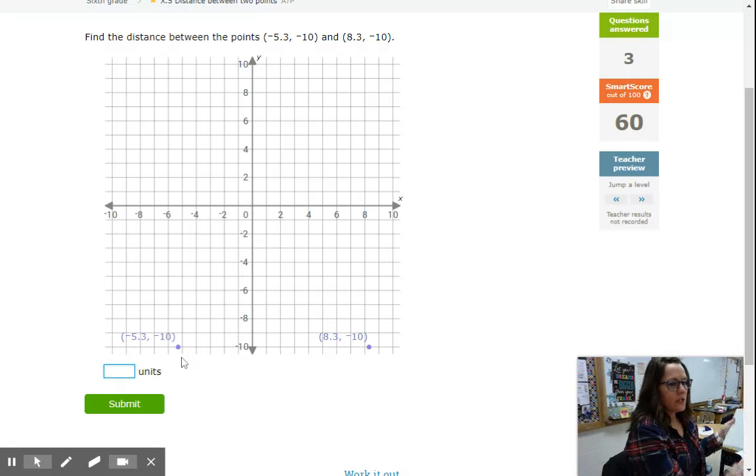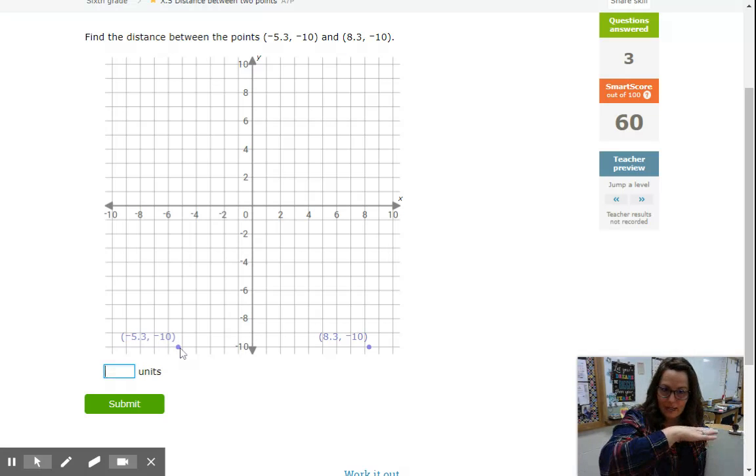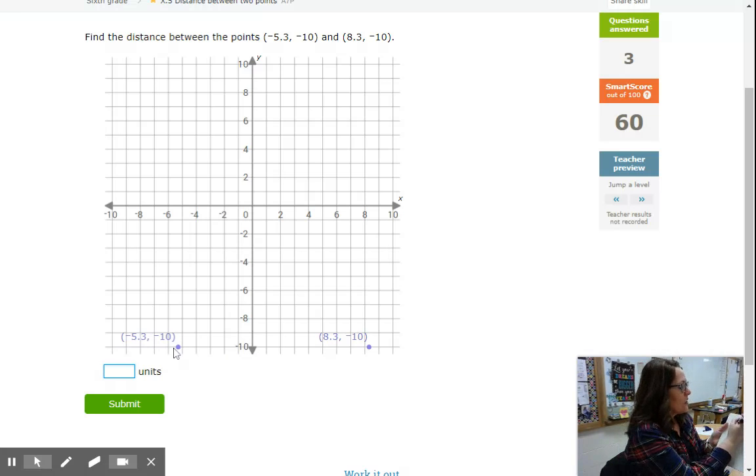All right. So in this case, we see we're going horizontally. So how far were we from the y-axis, this direction? Well, our coordinate was negative 5.3. Well, remember absolute value? Absolute value of negative 5.3. The distance we went was 5.3. Whether it be negative or positive, that's how far we went, okay, from the y-axis. From the y-axis in the opposite direction, we went over 8.3.